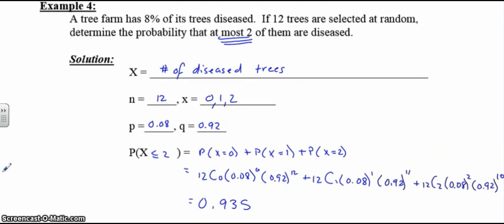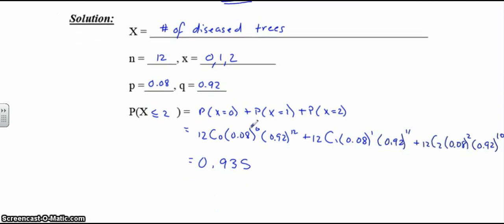You can check your answer. Because we are measuring how many trees are diseased, that's what your variable is. There's 12 trials. As we said, at most 2 means 0, 1, or 2. The probability of success is being diseased. The probability of failure is not being diseased. And you're going to use your formula 3 times for no cases, no successes, 1 success, and 2 successes.